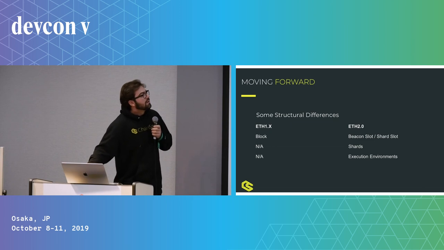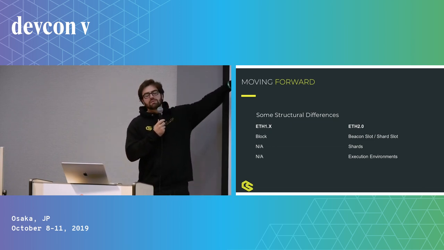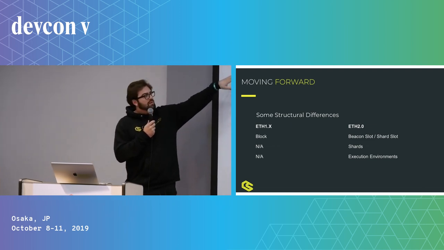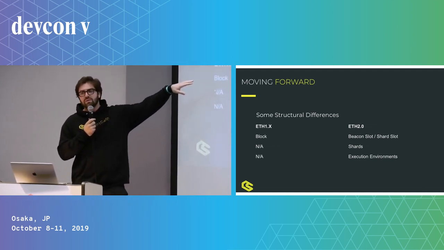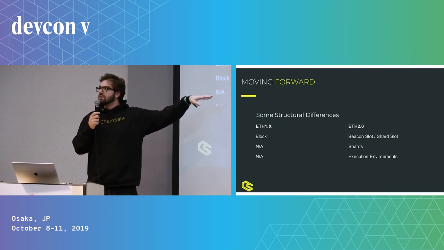So, to highlight the example, we have a block in Eth1, and we don't really have a one-to-one equivalent because we have two types of blocks in Eth2.